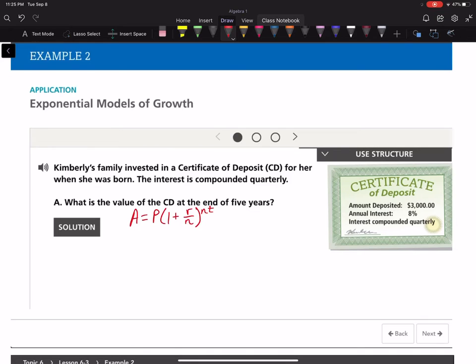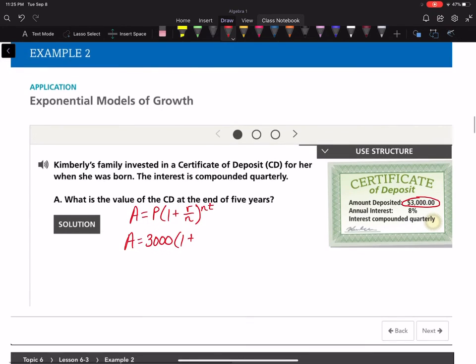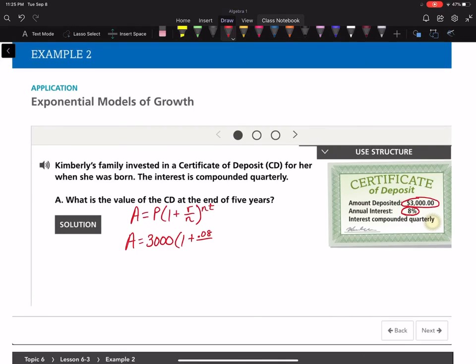All right, so A is what we're looking for. We're looking for the amount. Principal, that's how much we deposited. So over here, it shows us $3,000 is our deposit amount. So P is 3,000 times 1 plus R, your rate. Our interest rate is 8%. So that will be 0.08 divided by N, the number of times we're compounding.